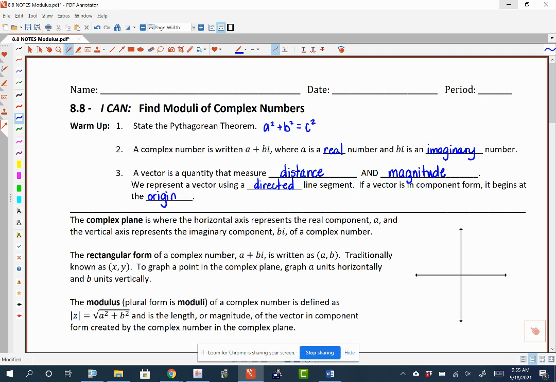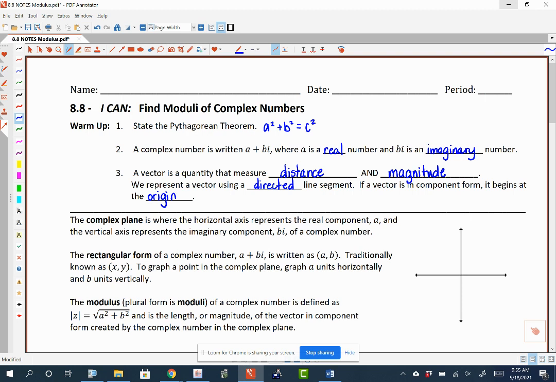Today's section, we're going to combine lots of things that we've done before: Pythagorean theorem, our imaginary numbers, this idea of vectors, and start getting us thinking about some of this honors trig. So let's look below at some vocabulary. It says that the complex plane is where the horizontal axis represents the real component a, and the vertical axis represents the imaginary component bi of a complex number. We've not worked on a complex plane before, but now we have complex numbers, so we should be able to start working with those.